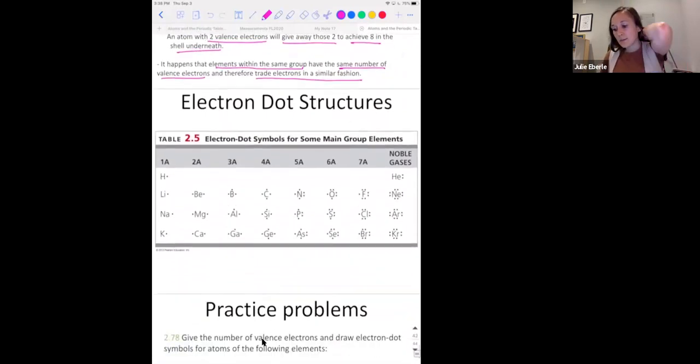All right, last concept of the day is what we call an electron dot structure. By the way, any questions so far?